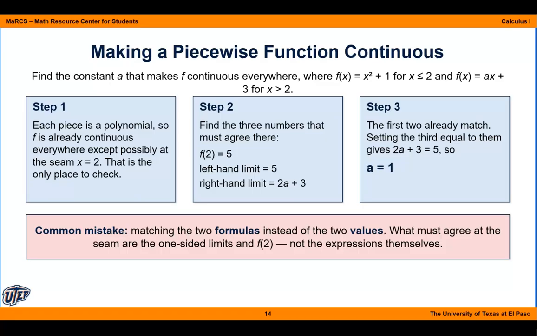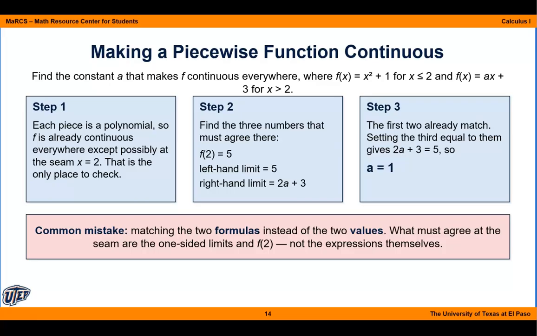Now let's choose the constant a so that this piecewise function is continuous everywhere. Each individual piece is a polynomial, so each is already continuous wherever its own formula applies. The only possible problem is at the seam at 2. Because the first rule includes the seam, use it to find the actual function value.